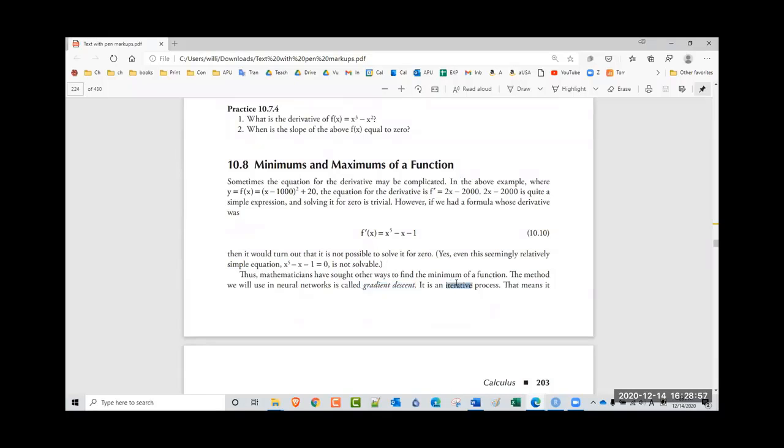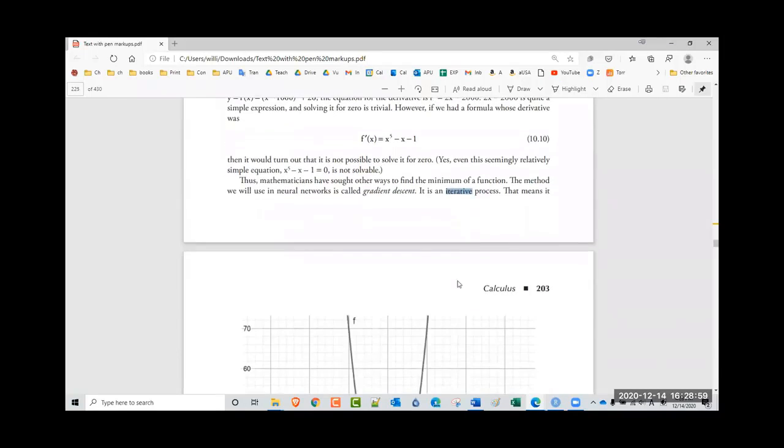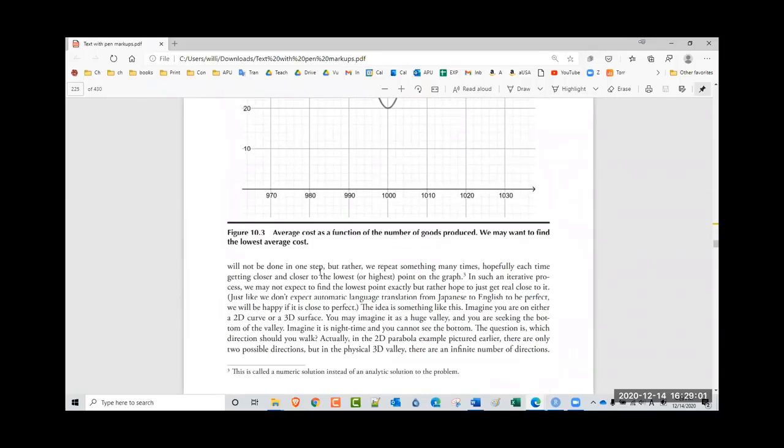It's an iterative process. What does iterative mean? It means that it won't be done in one step. Rather, we're going to just keep repeating something and getting closer and closer to the answer. So that indicates that we may not get the actual lowest point, but that may be good enough for our purposes. We don't have to get the actual lowest. We just want to be able to move in the direction of the lowest.